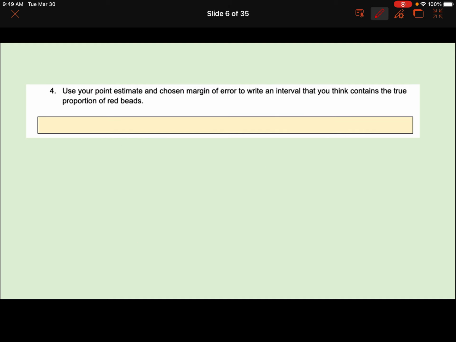Okay, question 4. Use your point estimate, and we all have the same point estimate because we didn't actually do this as an experiment, so that's 0.35, and your chosen margin of error, to write an interval that you think contains the true proportion of beads. So just for some examples here, if your margin of error was 0.2, then your interval, I would subtract 0.2, so I would have 0.15 to, and then I would have to add 0.2 to 0.55.